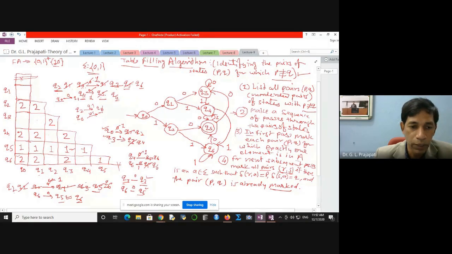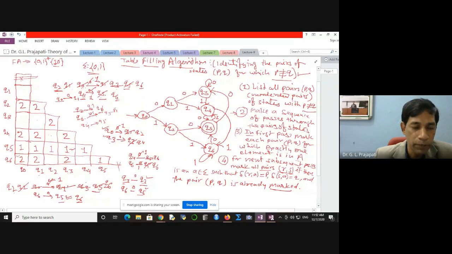Still you cannot mark. Q4 and Q6 you can consider. From Q4 with 0, you go to Q5. From Q6 with 0, you go to Q5. So both are the same state. If from Q6 you get 1, you are in Q6. From Q4 getting 1, you are in Q6. So both are the same. So again, you are not able to mark.